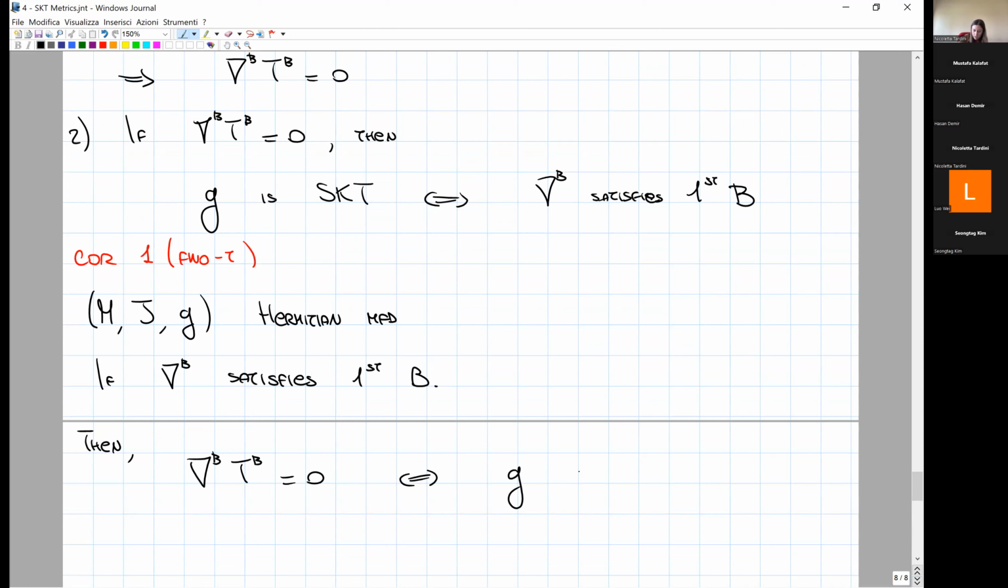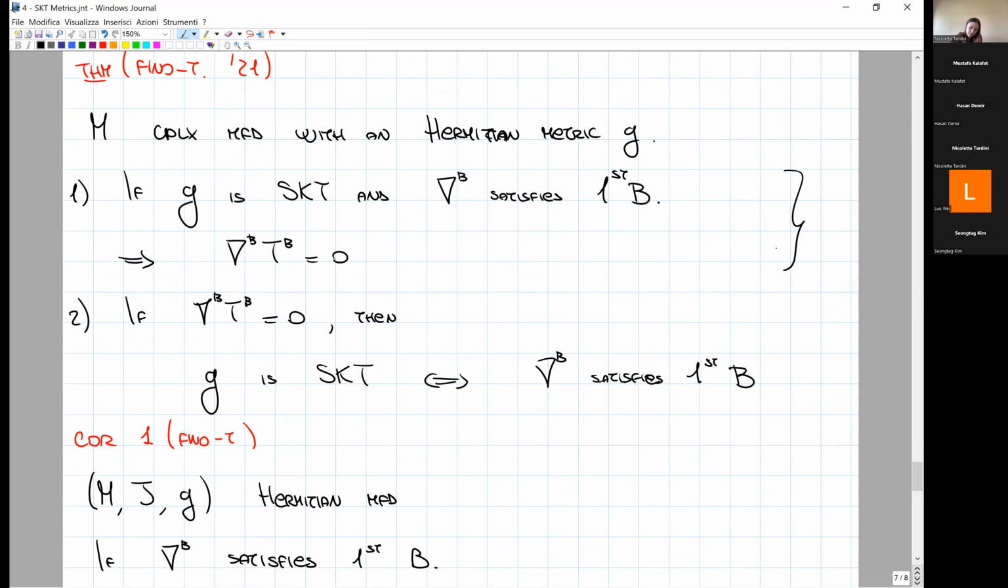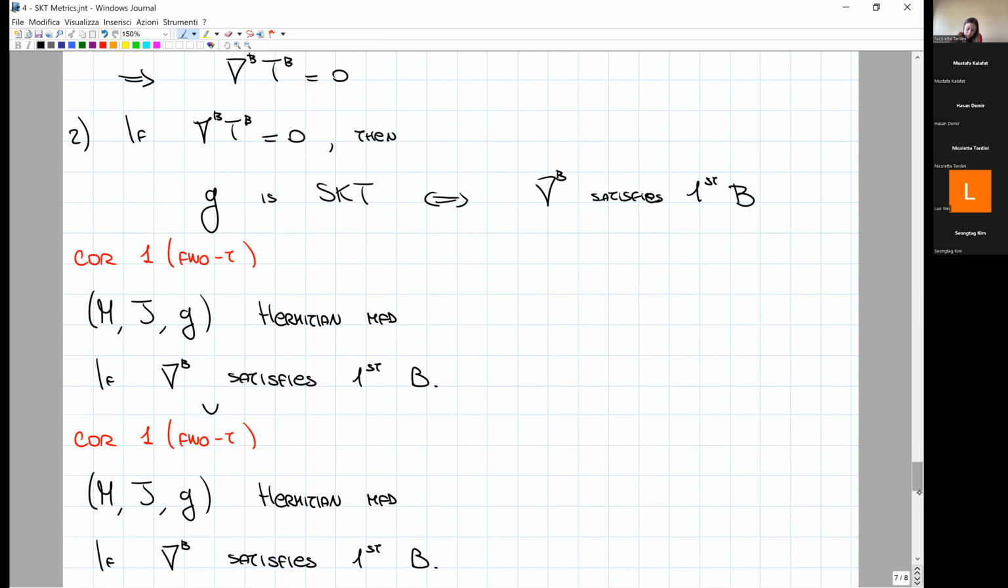Assume that you have the first Bianchi identity. Then, first side, assume that the torsion is parallel. Then by 2, you have first Bianchi, torsion is parallel, so the metric is SKT. On the other side, assume that you have the first Bianchi identity and the metric is SKT, then you are here. If you have SKT and first Bianchi identity, the torsion is parallel, okay?